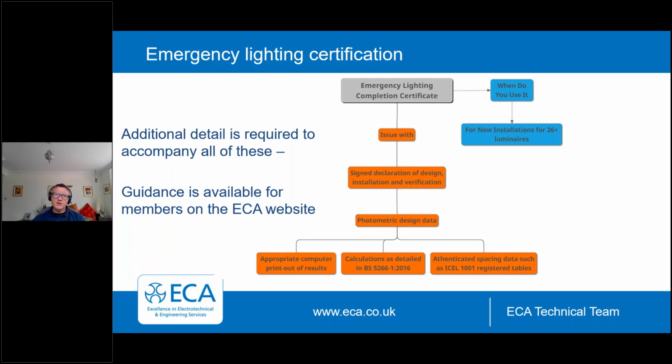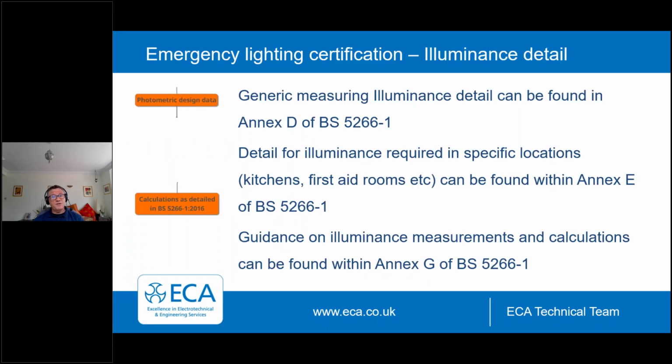So if we look at the top here, this would be an emergency lighting completion certificate in grey there, and we need to issue that with the signed declaration of design, installation and verification, where that all comes as part of the design or the completion certificate. But it's the bottom bits that I wish to highlight here today, specifically the photometric design data, calculations, and spacing data and stuff. What are you talking about, Chris? Where's that information? Well, it can be found, and it is in 5266.